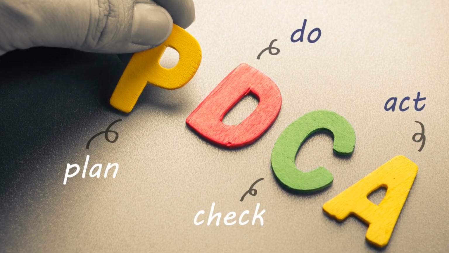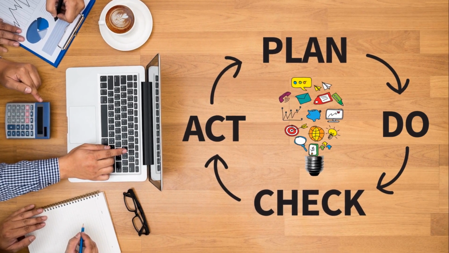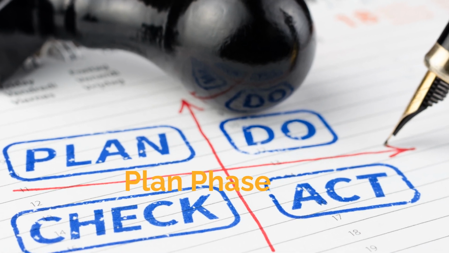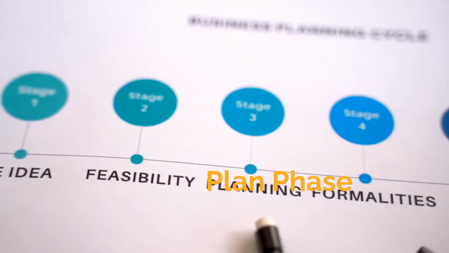The PDCA cycle is a continuous loop of planning, doing, checking, and acting. The first step is plan. In this phase, you identify a goal or purpose and plan the actions needed to achieve it.